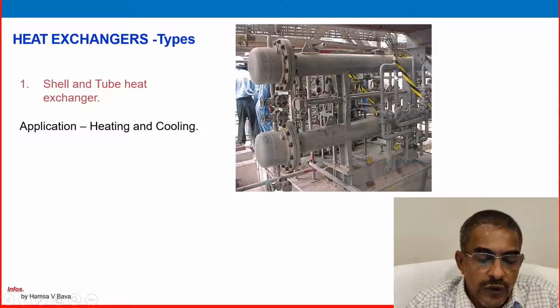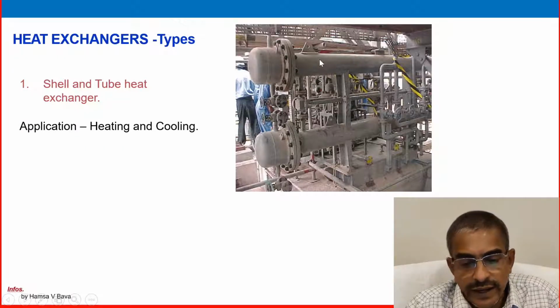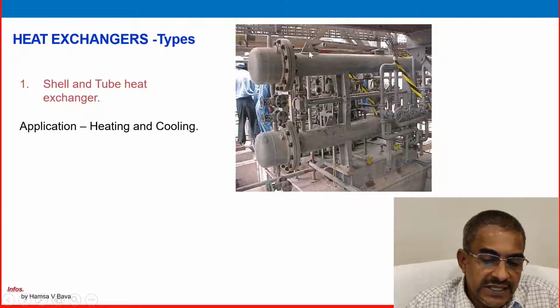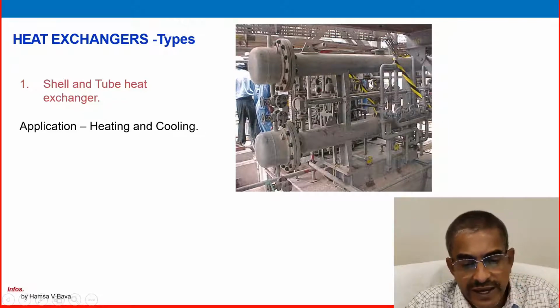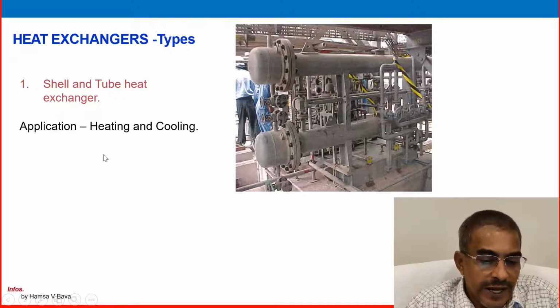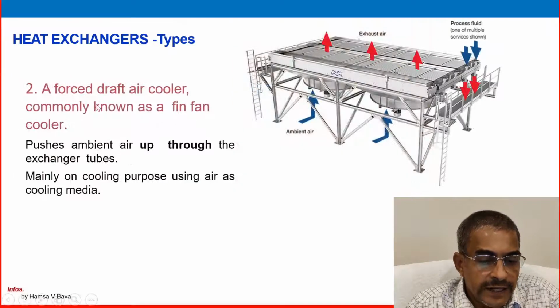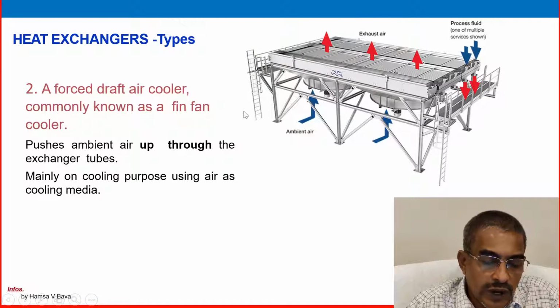Of the two fluids, one fluid passes through the tube side and the other passes through the shell side, and heat is exchanged in an efficient mechanism. The applications are heating and cooling purposes, and there are many applications. Another type is the forced draft air cooler, commonly known as a fin fan cooler.